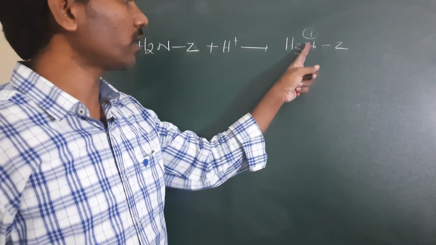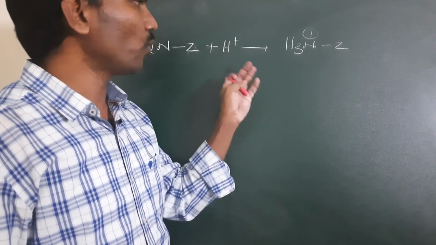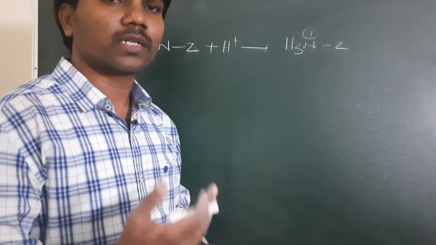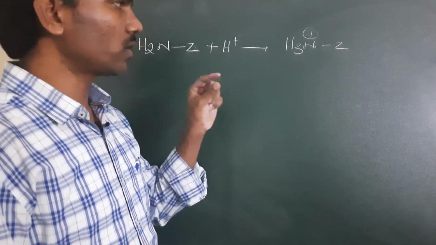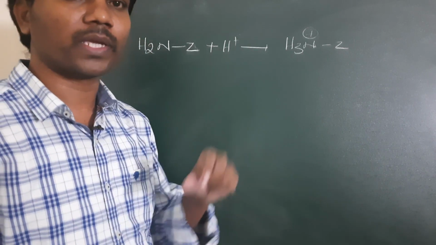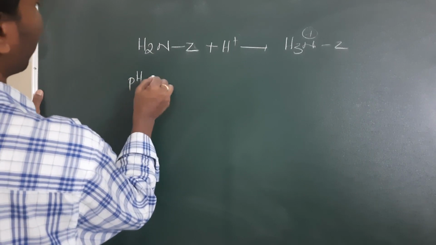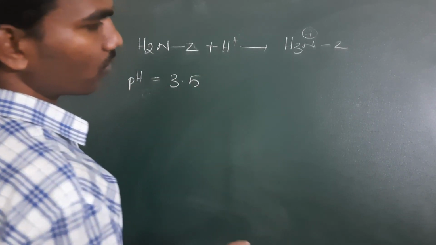Then the nitrogen lone pair of electrons of the ammonia derivative is used up in forming the salt, so it loses its nucleophilic nature. That is why there is no chance to react with the carbonyl compound. So for these reactions an optimum pH value is required. The minimum pH we have to maintain is 3.5.